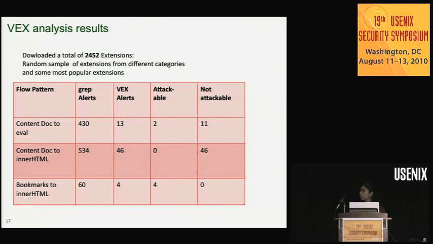So these are the results for the different kinds of flow patterns I've already shown. We tested for three kinds of flow patterns. One is from content document to eval. The other one is from content document to inner HTML. And the other one is from bookmarks to inner HTML. A simple search for keywords like eval or inner HTML showed that there were several extensions which have those keywords. And this is what Firefox editor's validation tool would show.